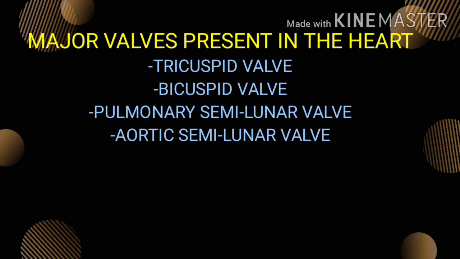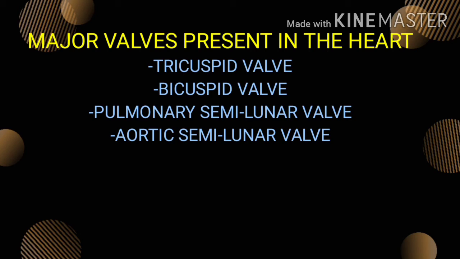A valve is a muscular structure which prevents backflow of blood and maintains unidirectional flow. There are 4 valves in the heart. The first one is the tricuspid valve. It prevents the backflow of blood from right ventricle to right auricle.